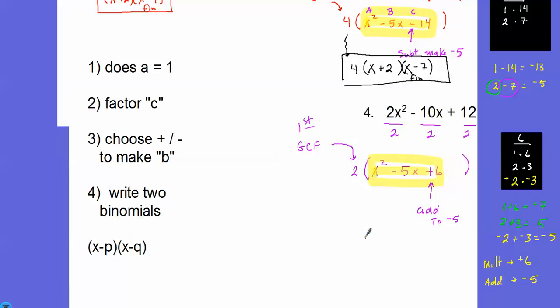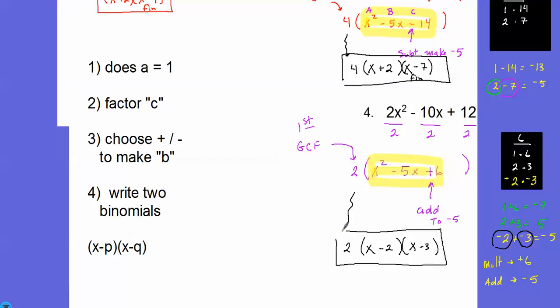So then my two binomials are going to be x in the front of both. Notice I'm dealing with a -2 and I'm dealing with a -3. Those are the values I've added. -2, -3. I need to remember to bring down and include the GCF. In this case, I can check this and I will find that it works. I am finished. If ever in doubt, always check. All right? Let's continue.